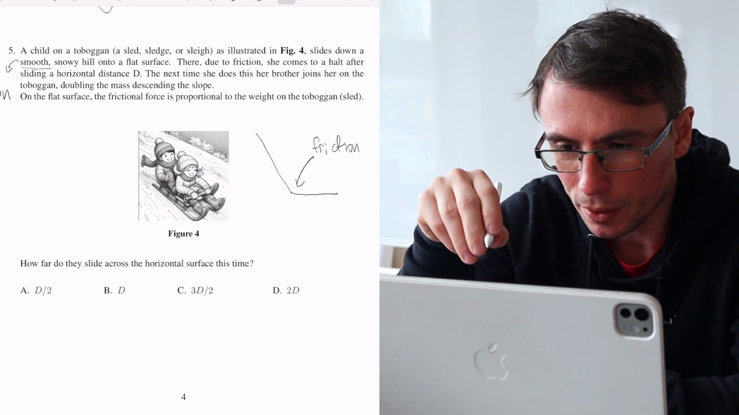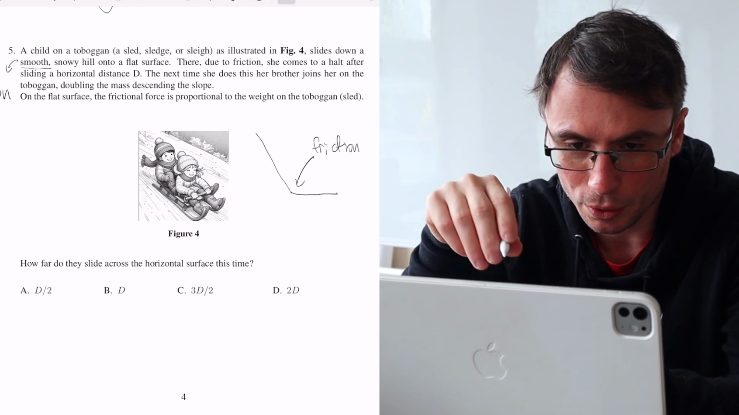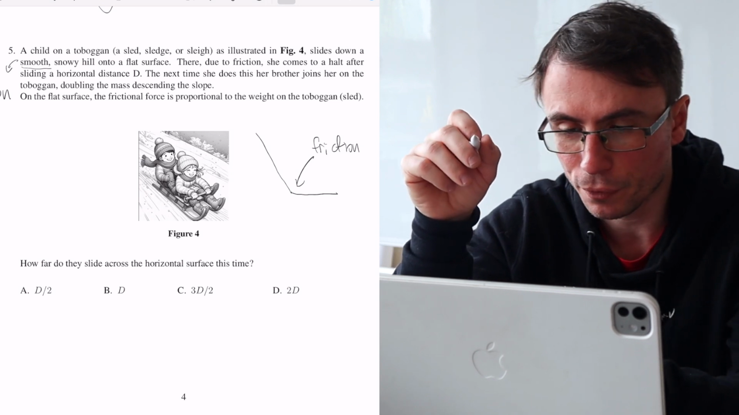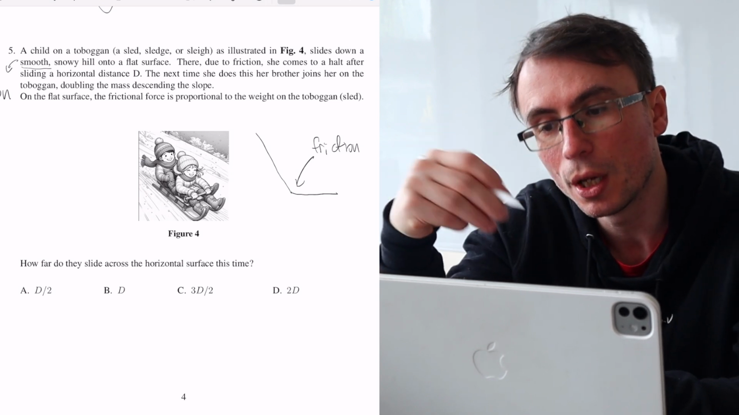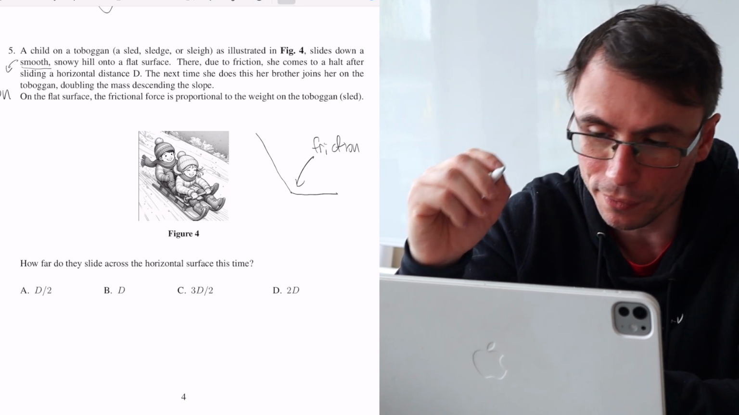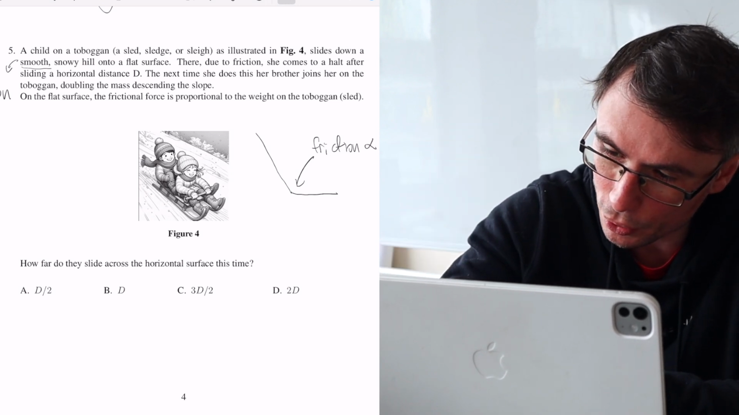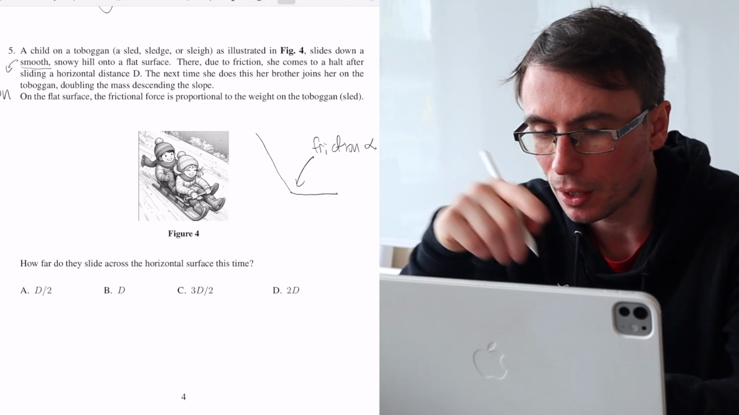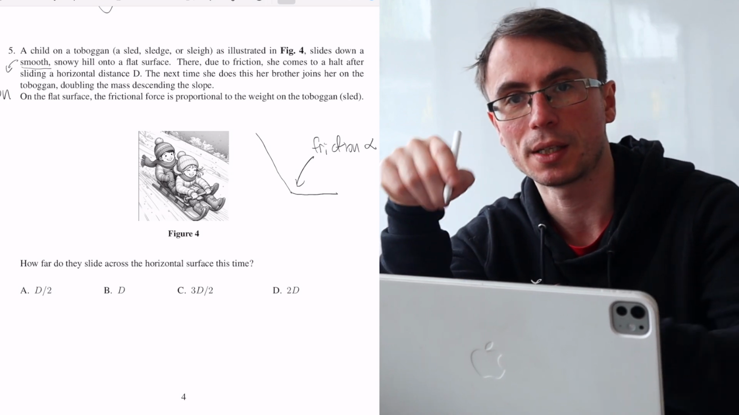The next time she does this, her brother joins her on the toboggan, doubling the mass descending the slope. On the flat surface, the frictional force is proportional to the weight, but that's only on the flat surface. Okay, proportional to, let's say, W. How far do they slide across the horizontal surface this time?